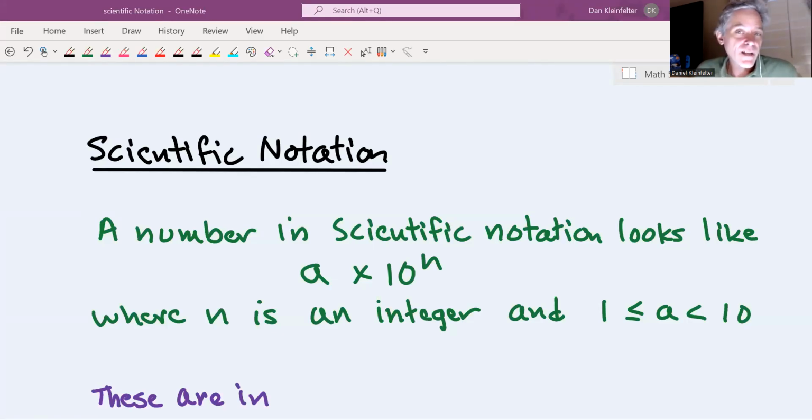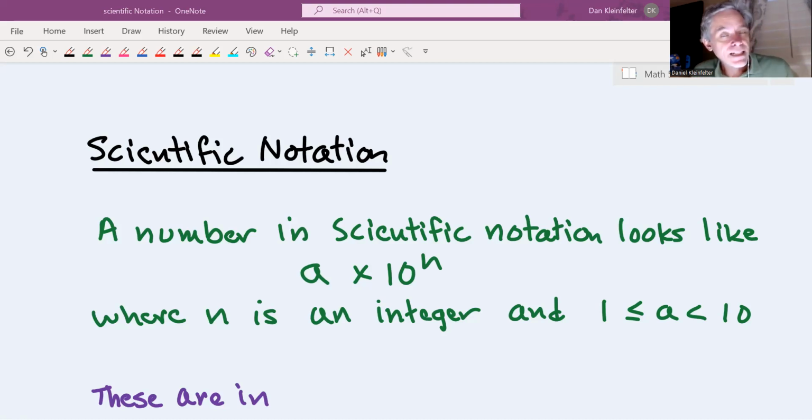Welcome back. In this video, we're going to go over scientific notation, which is a way of representing numbers that are really large or really small. And this way of representing numbers is often seen in the sciences. So let's take a look at scientific notation.